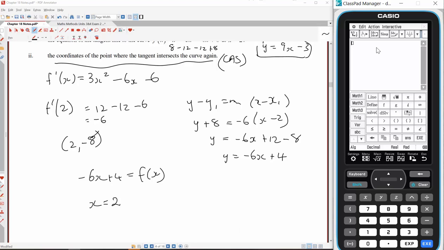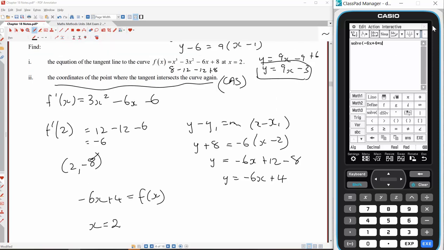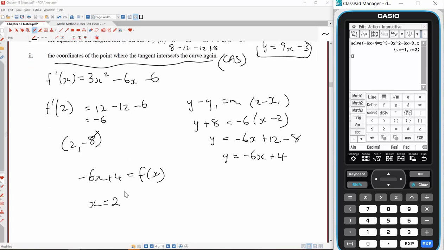So the way we'll do it is we'll say solve negative 6x plus 4 equals, what's my cubic? for x. And we've misfired. So, no, we haven't. There's the solution that we knew we were going to get, which is x is equal to 2 and x is equal to -1.